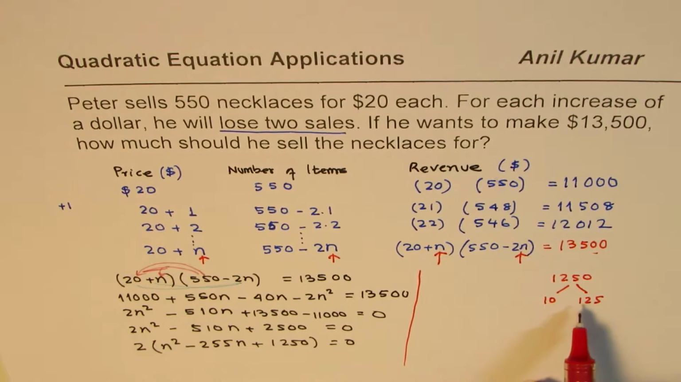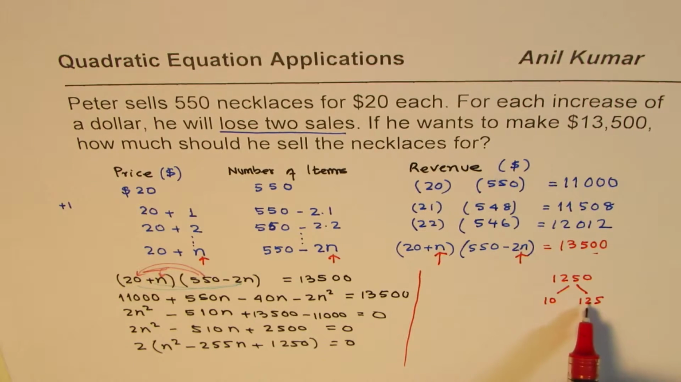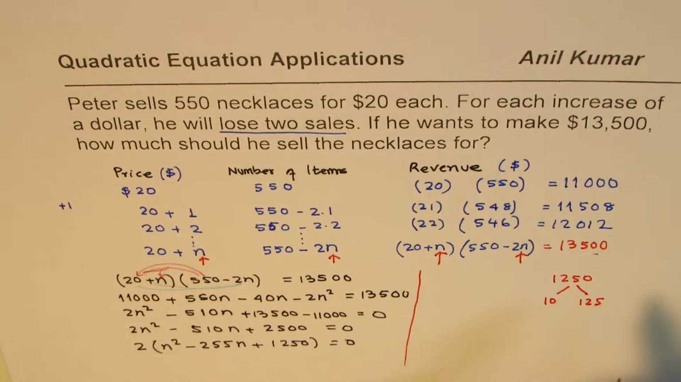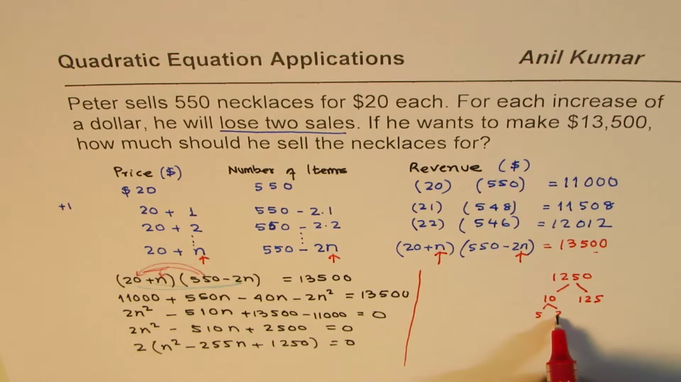These are the two factors, but when you add them, both we have to take negative since we have this number as negative, then the product will be positive. But when you add them, you get 135. You don't really get 255, correct? So what we can do here is that we probably need to factor this further as 5 and 2, correct?